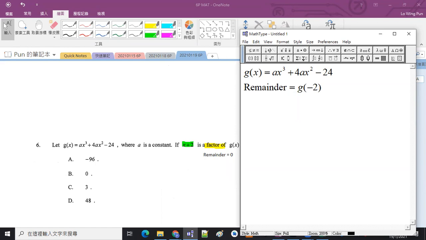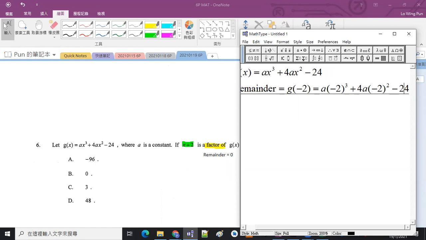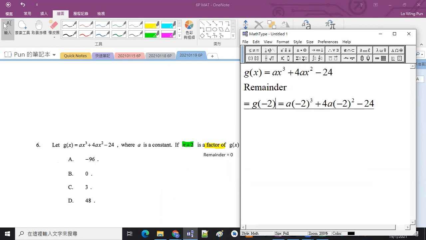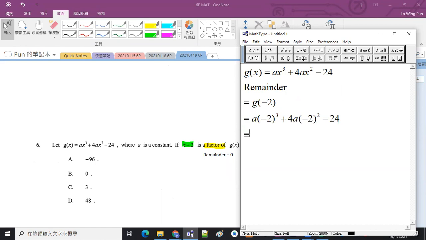So -2 can be calculated by this: a times (-2) to the power 3 plus 4a times (-2) squared minus 24. Then you just do the calculation. So 8 times -8, plus 4a times +4, minus 24, and you just simplify this. -8a plus 16a minus 24. The a terms are like terms, so it should be 8a minus 24. So this is our remainder.